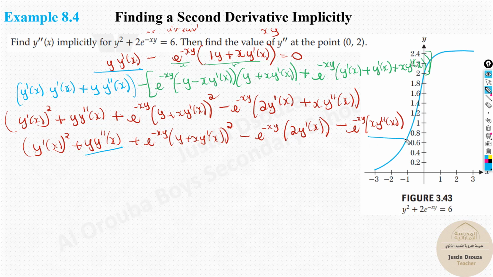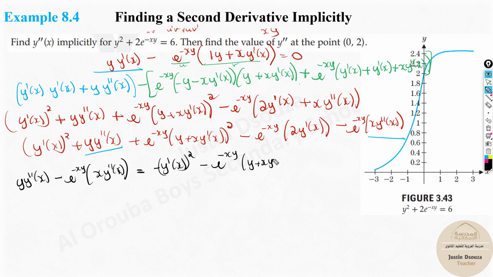Now the goal or the intention is to make sure you group all the y double dash of x and everything else to the other side. So whatever is with y double dash, I'll leave it over here. y into y double dash of x minus e to the power minus xy into x into y double dash of x. That will be equal to, okay, this goes to the other side. It'll be minus (y dash of x) square. Then what next? This will also go to the other side. It'll be minus e to the power minus xy into (y plus xy dash of x), the whole square. And this also goes to the other side, becomes plus e to the power minus xy 2y dash of x, because it's minus, it becomes plus.